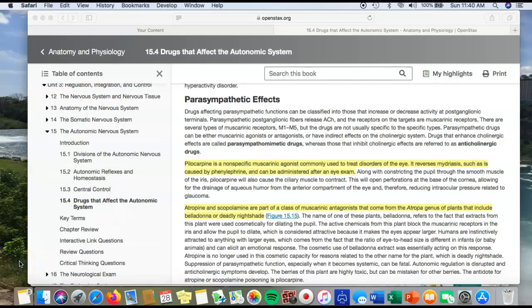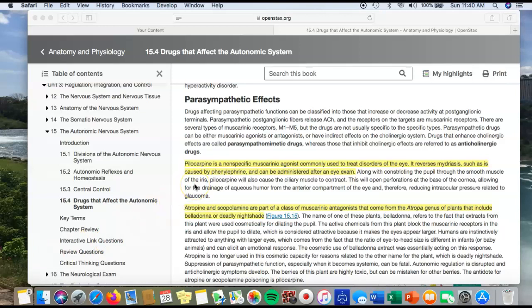All right, lastly, I'd like to cover drugs that have a parasympathetic effect. And these drugs either increase or decrease activity at the postganglionic terminals. And these fibers will release acetylcholine, and the targets are the muscarinic receptors. And so there's two types that either enhance cholinergic effects or inhibit them. If they enhance them, they are called parasympathomimetic drugs, and if they inhibit them, they are called anticholinergic drugs.